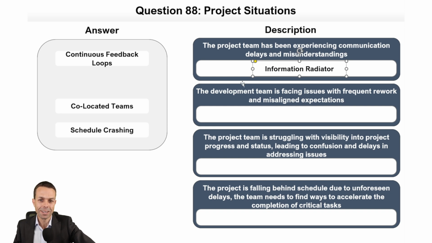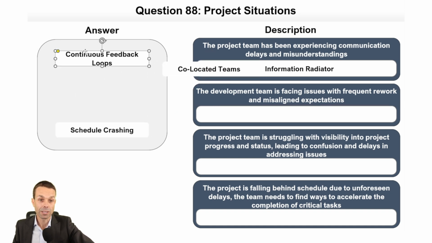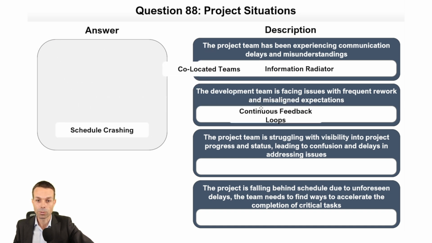I think that's good. The development team is facing issues with frequent rework and misaligned expectations. Oh, hang on a minute. Co-located teams could have also worked here. So, let's have a look. For this one, I think continuous feedback loops will help us with frequent rework and misaligned expectations. So we're getting more feedback and closer feedback.